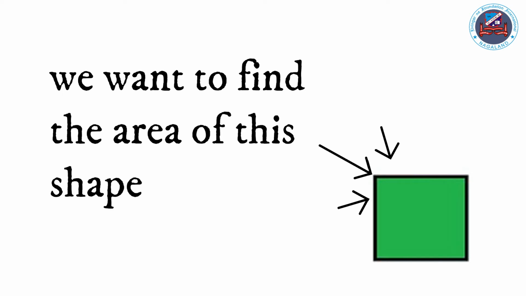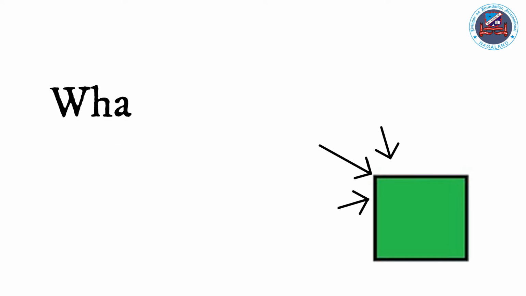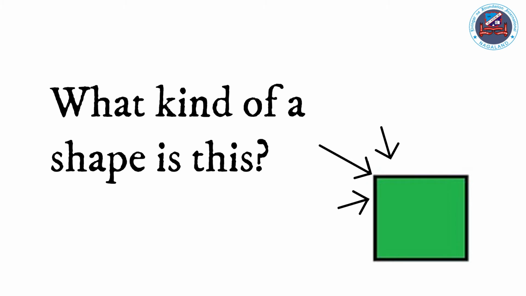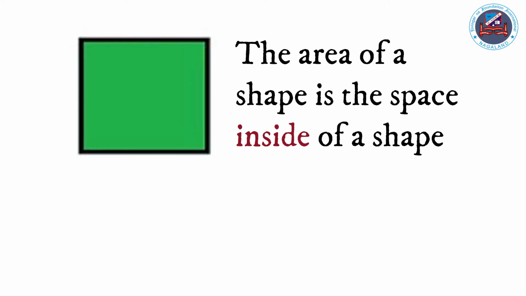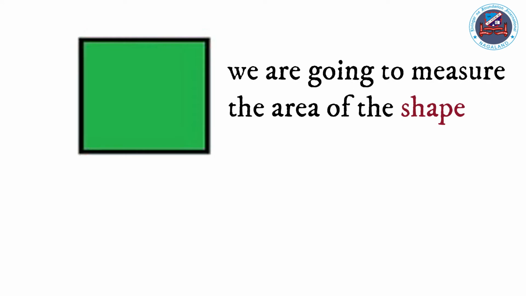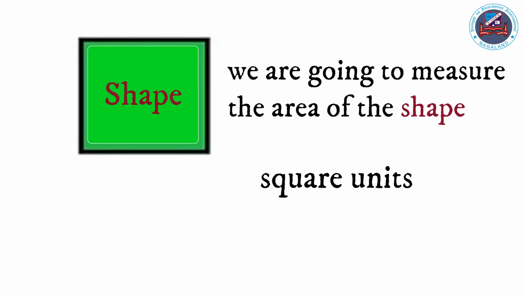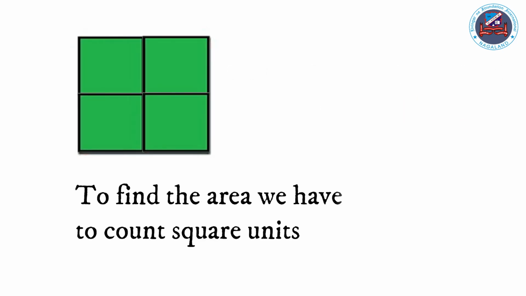We want to find the area of this shape. What kind of shape is this? Yeah, a square. Remember, the area of a shape is the space inside of the shape. We're going to measure the area of the shape using square units. To find the area, we have to count square units. Square units are these little tiny squares inside the big shape.